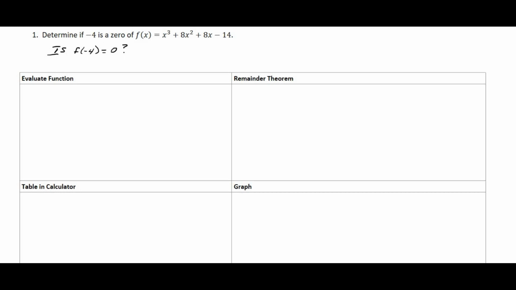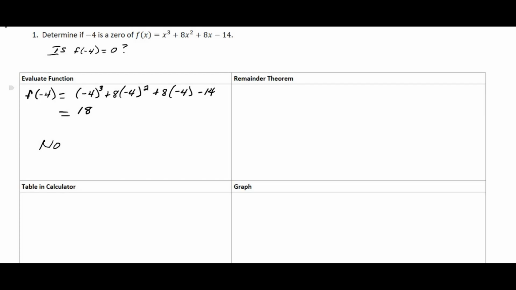And I can solve this problem 4 different ways. One way is just to evaluate the function, put -4 in place of x, and I see that f of -4 is equal to 18. So it doesn't equal 0, so it's not a zero of the function.